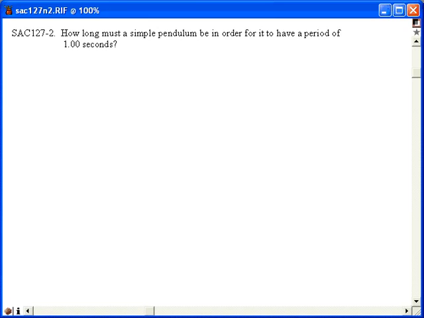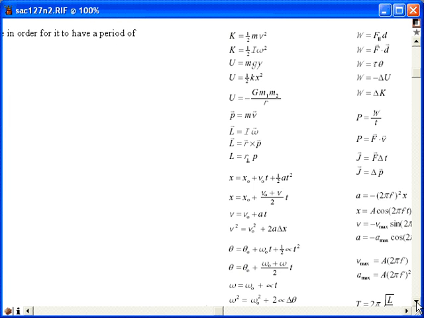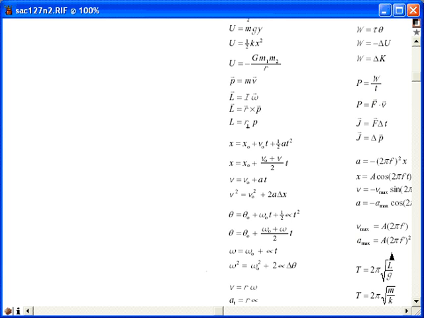Problem 127 number 2. How long must a simple pendulum be in order for it to have a period of 1.00 seconds? Okay, we know the pendulum's period is related to its length. The longer it is, the greater the period. We do have a formula on the formula sheet that gives that relationship between the period and the length of the pendulum. Here it is right here.